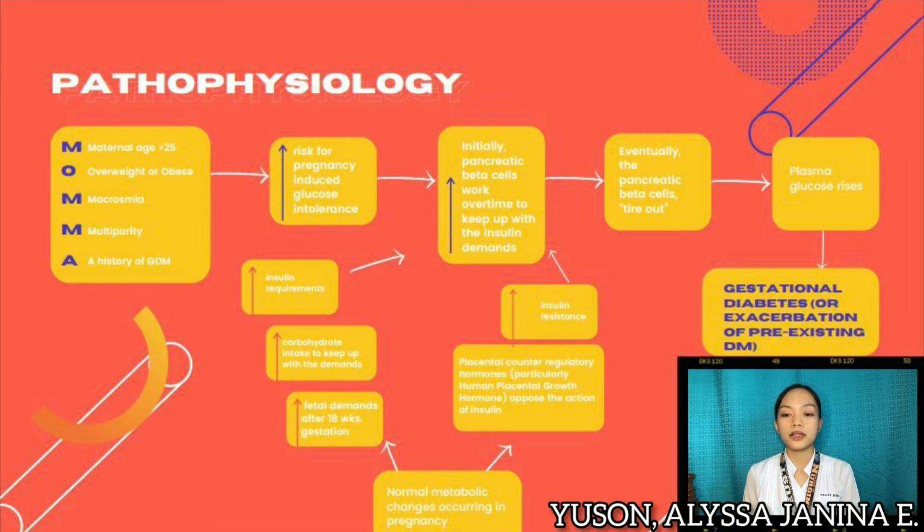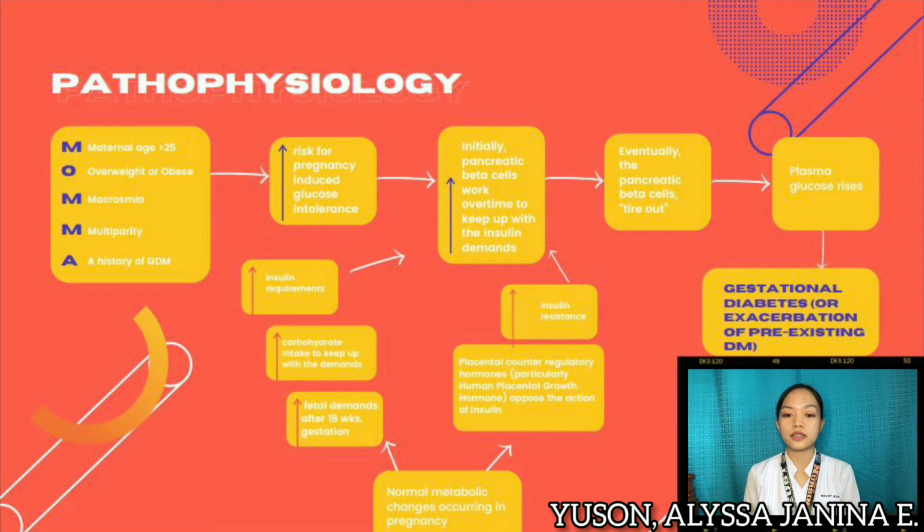And then another metabolic change during pregnancy is the placental counter-regulatory hormone na pinipigilan yung action ng insulin. So if hindi magagamit effectively si insulin, the tendency is nagbe-build up siya and therefore nag-i-increase yung insulin resistance, which means na si liver, muscle, and adipose tissues become less responsive to insulin. And then again, when this happens, the beta cells need to work overtime to match with the increasing insulin demands.